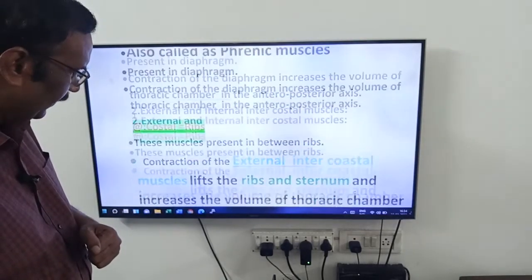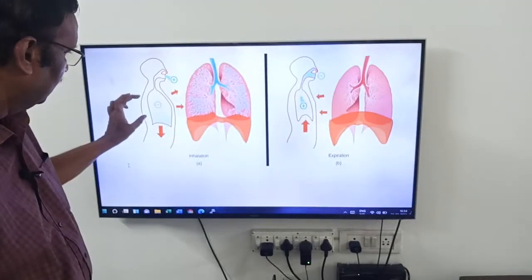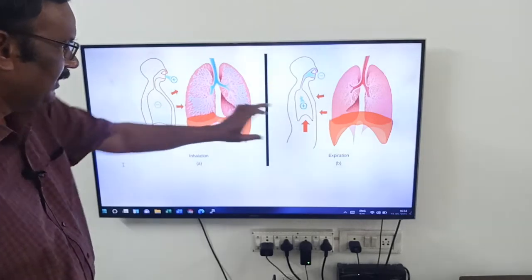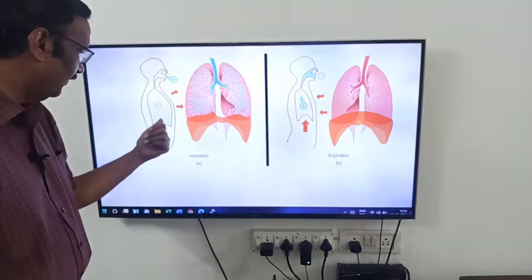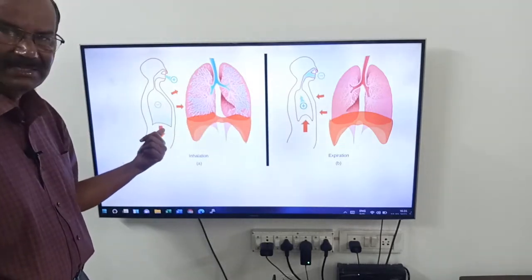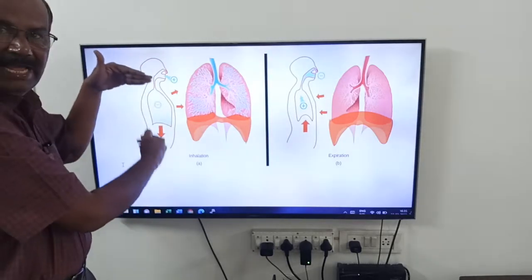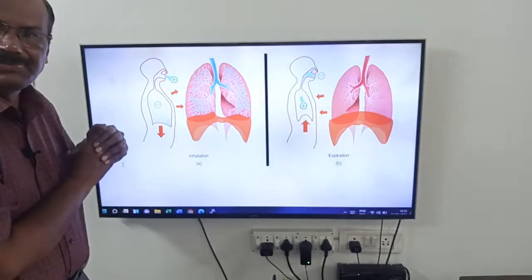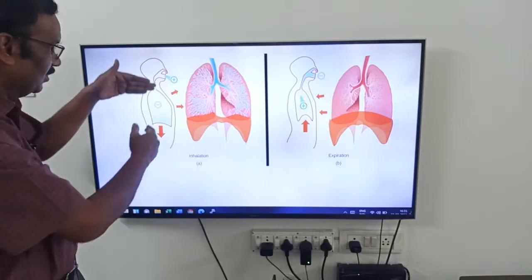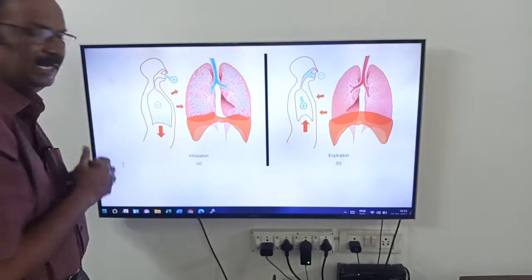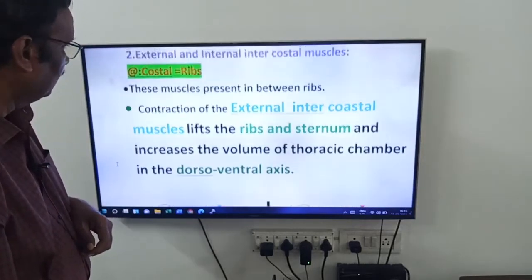Now here you see, friends. This is the dome-shaped diaphragm. When it contracts, see, friends, it becomes flat. Then what happens? The area of the thoracic cavity, the volume of the thoracic cavity, increases towards this anterior and posterior axis. Now come to the second type of muscles.